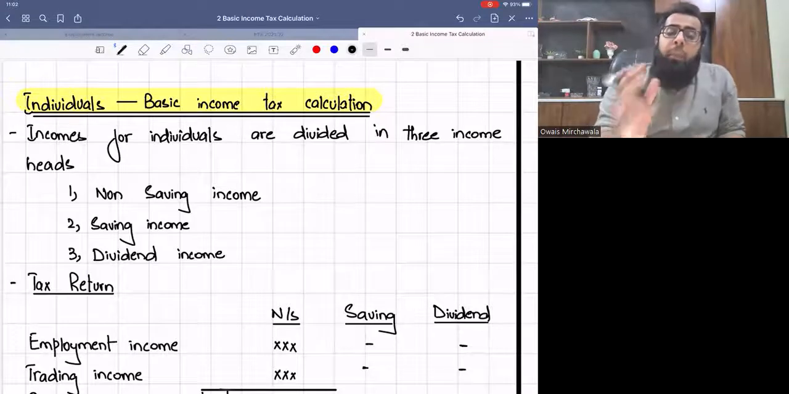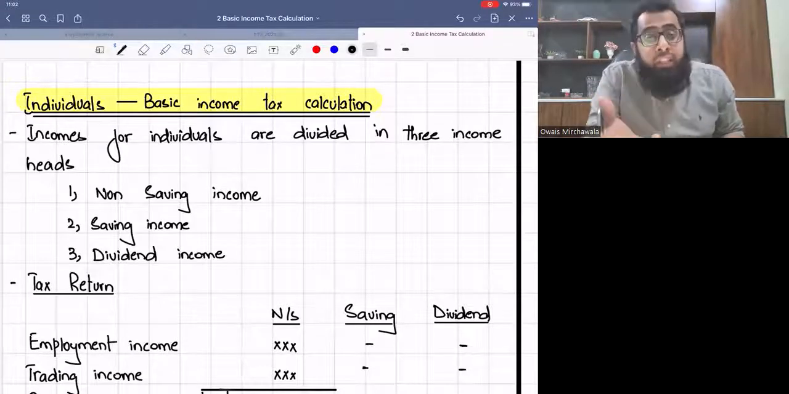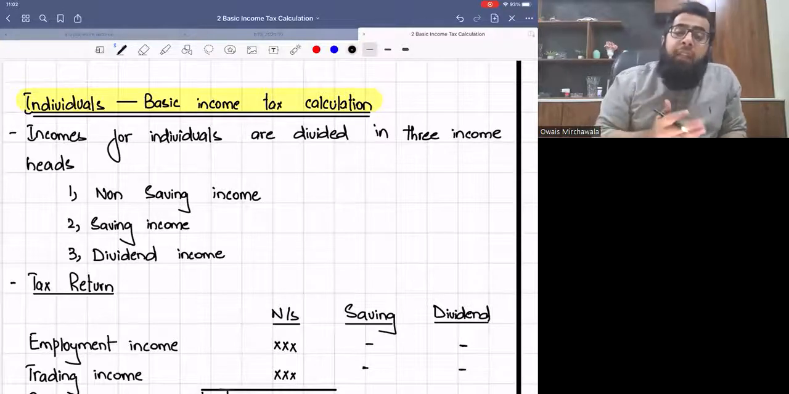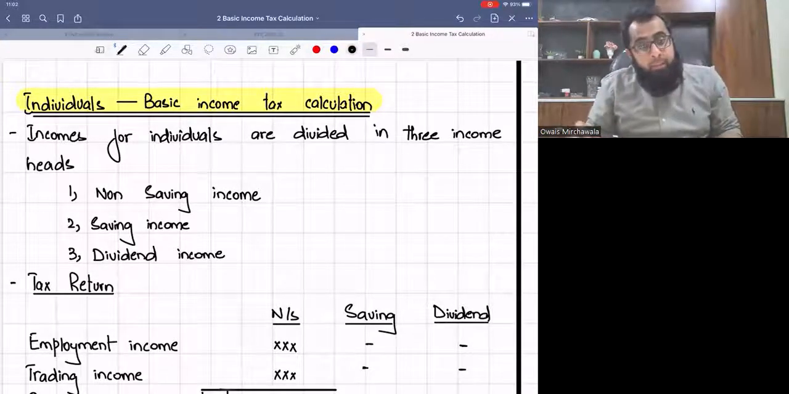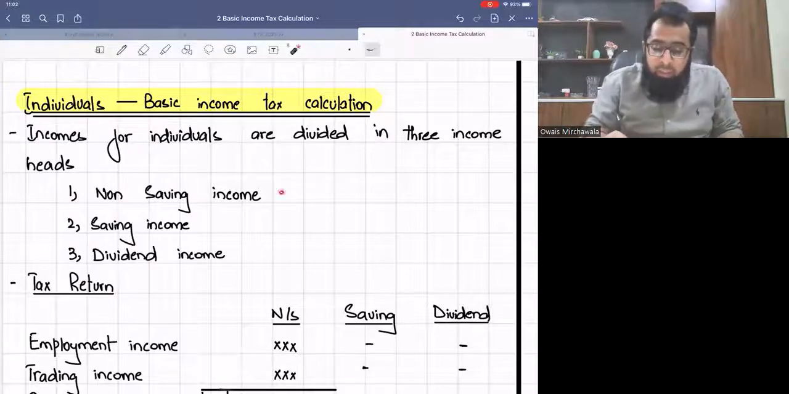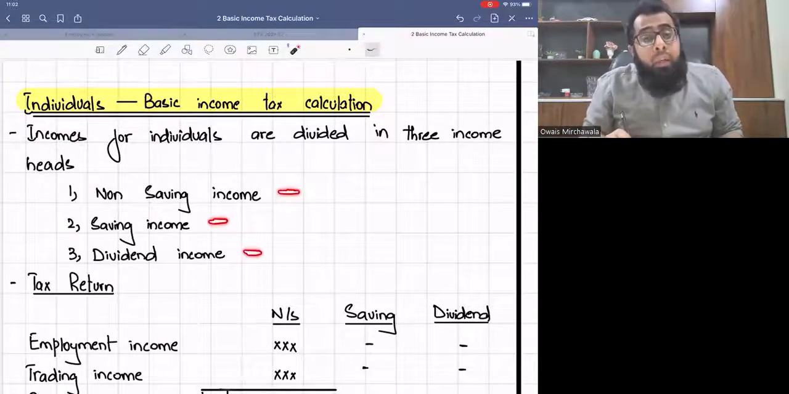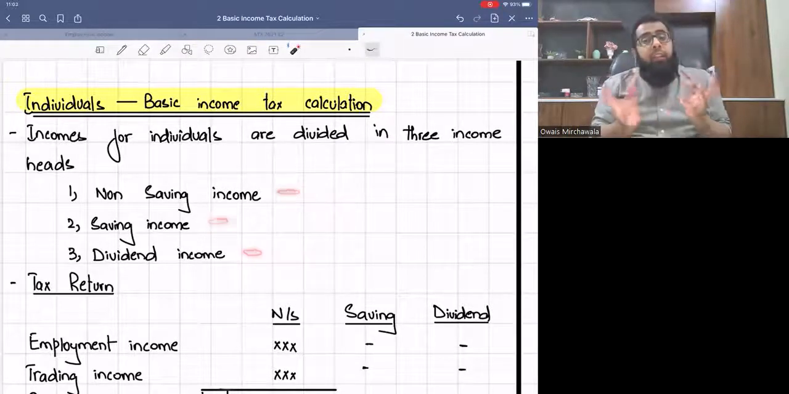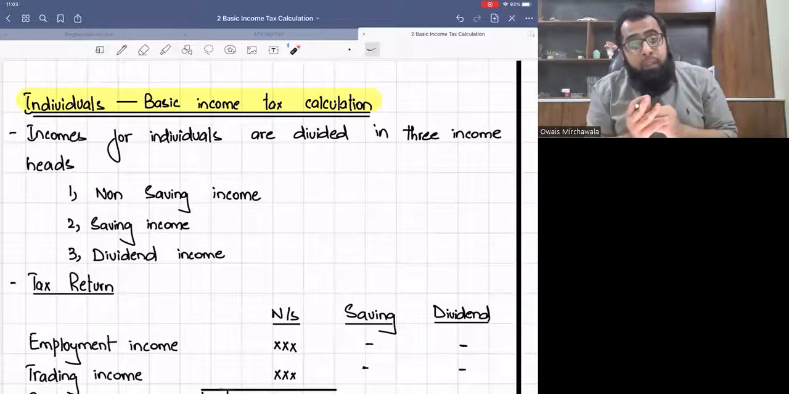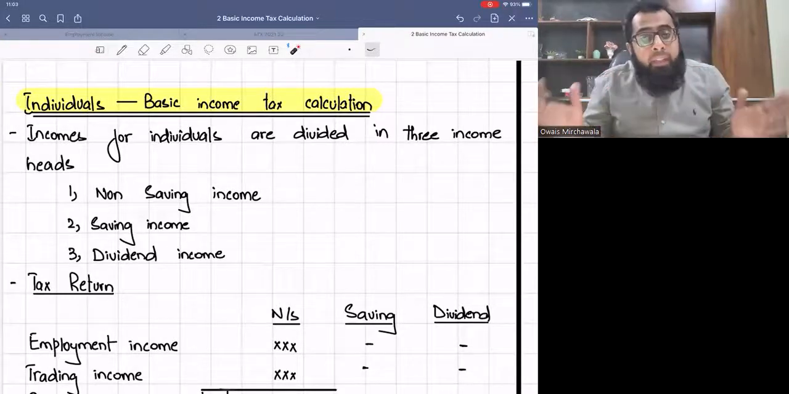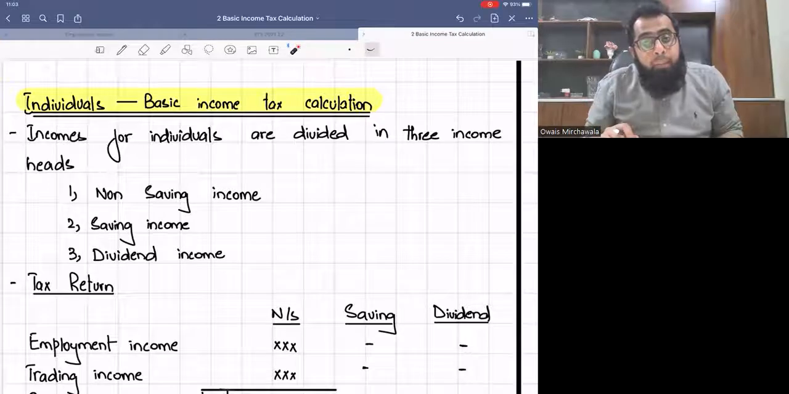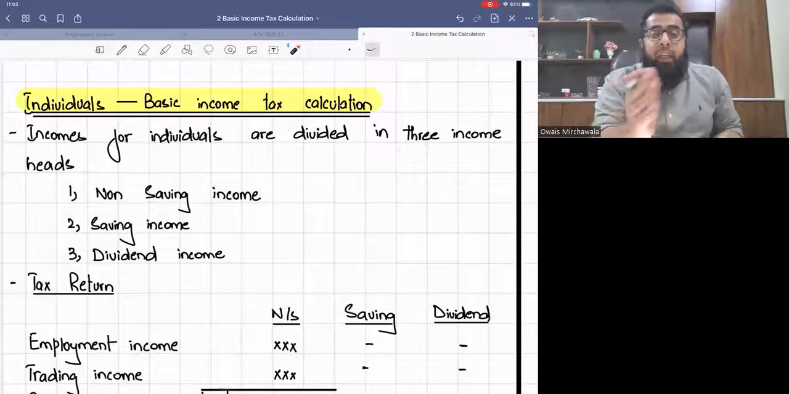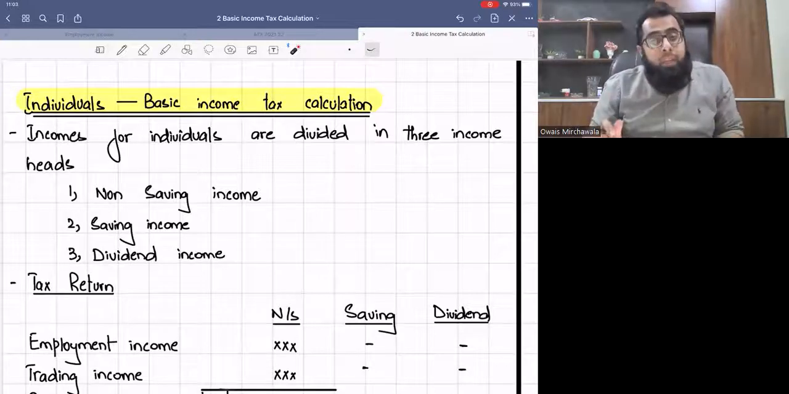Now, when we talk about an income tax return for individuals, the tax department in the UK has divided incomes into three heads. The first head of income is non-saving income, the second one is saving, and the third one is dividend income. When we look at the income tax return of individuals, it shows us three separate heads of income. In these three separate heads, all the incomes are divided and then the tax rates are applied on them.